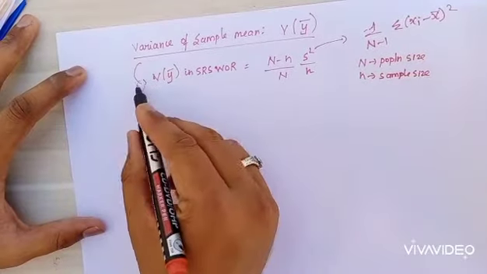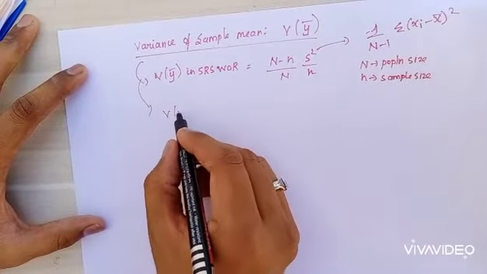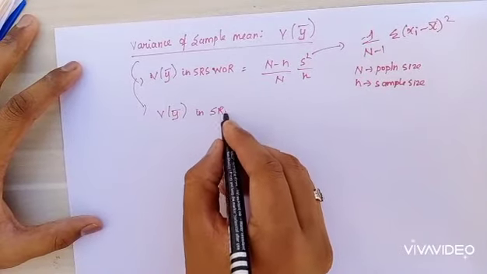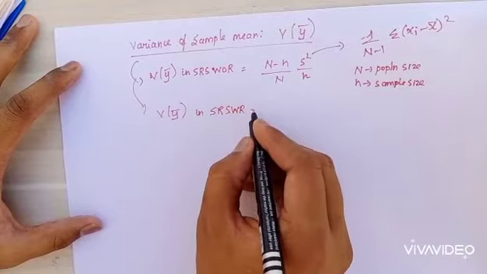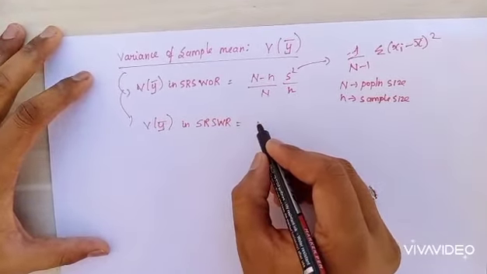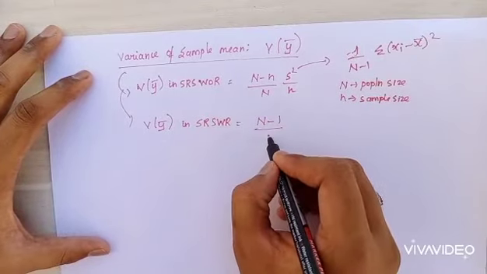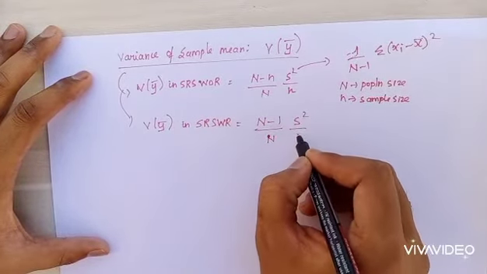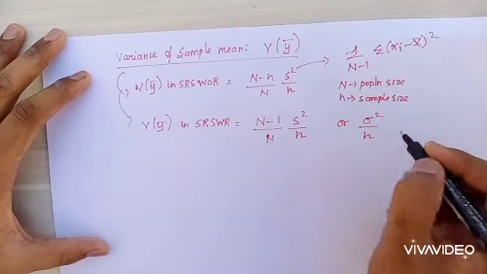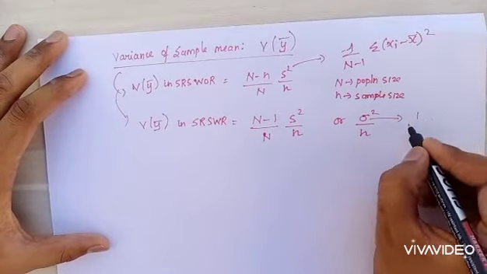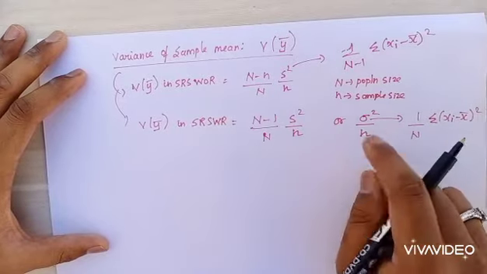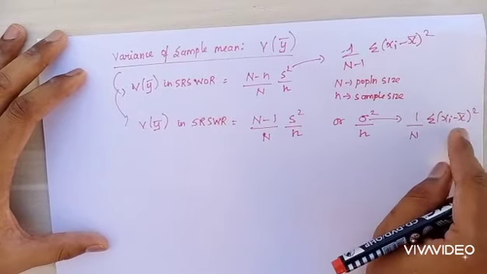Okay, similarly, variance of y bar in simple random sampling with replacement is (N minus 1) by N, S squared by n, or sigma squared by n. Okay, so the sigma squared is 1 by N summation of (xi minus x bar) whole square.